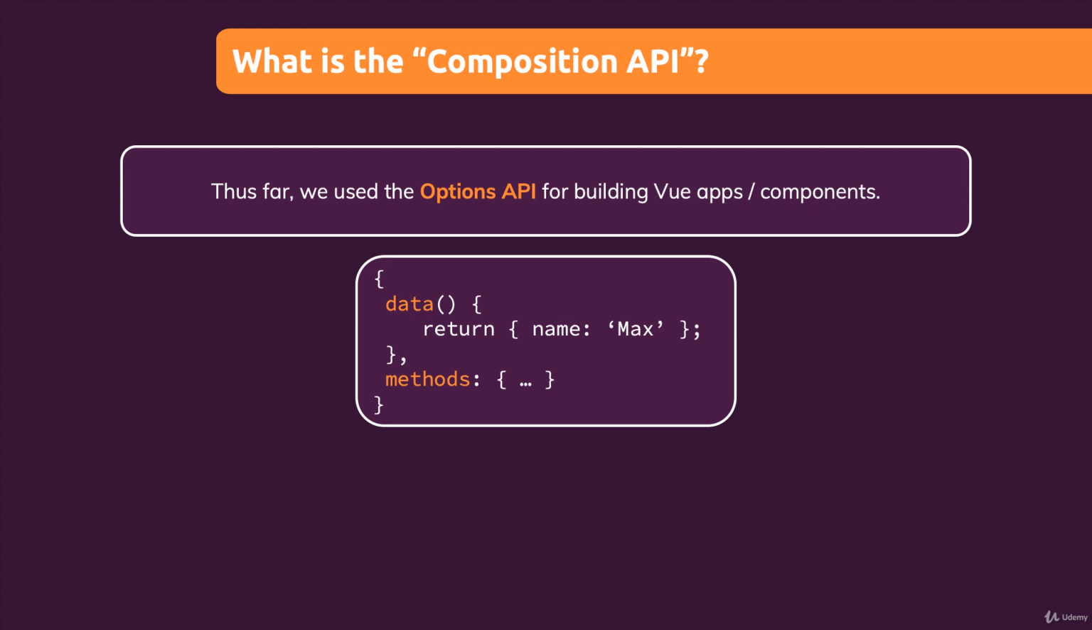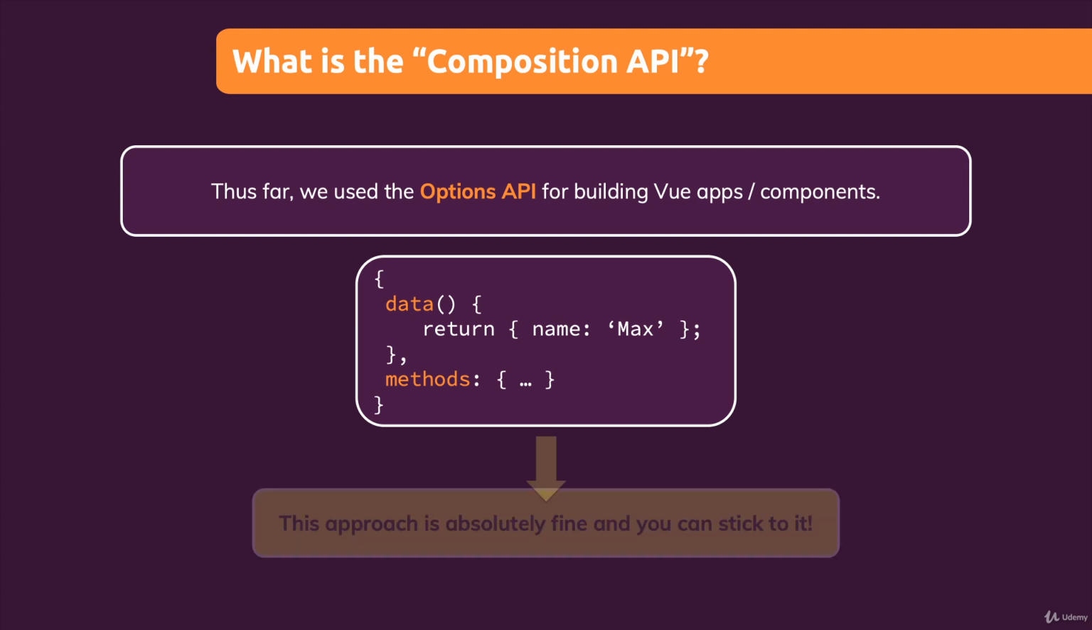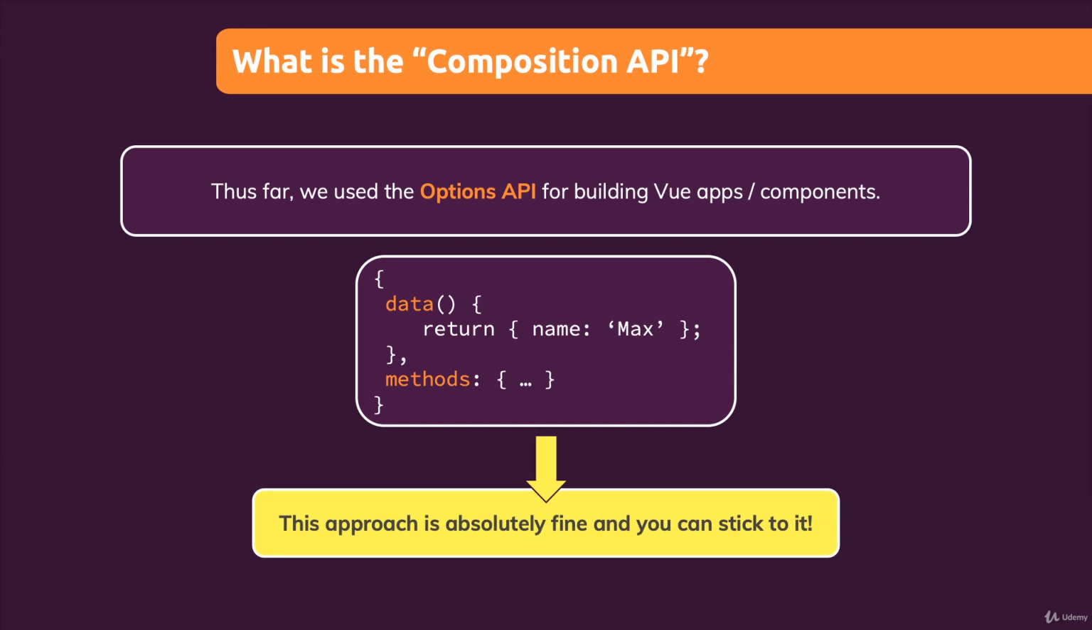And I will emphasize it again. This approach is absolutely fine and you can stick to it. It's not bad, it's not a second best option. It is absolutely fine. And knowing it is actually a requirement for understanding the Composition API, I would say. But what is the Composition API then? This is the Options API.